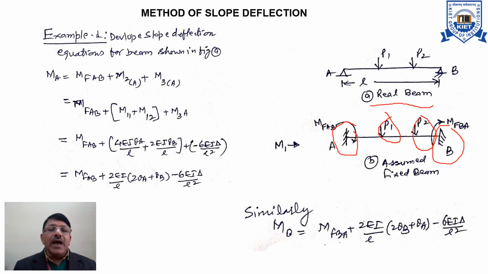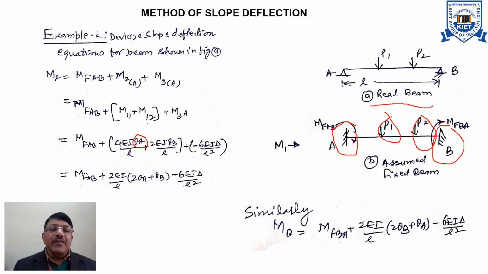This M11 I will call the moment required at A to rotate the end A by amount theta A, that is 4 EI theta A upon L, and this M12 is the moment induced at A due to the applied moment at B to rotate the end B by amount theta B. So the moment induced at A would be half of that, as we have discussed in the previous lectures. And this moment M3, if it is there, is going to become the hogging moment or anticlockwise moment, that is minus 6 EI delta upon L square.